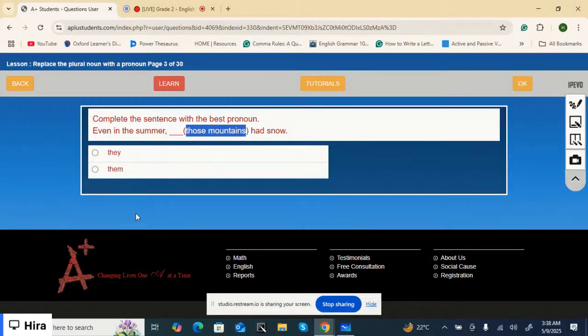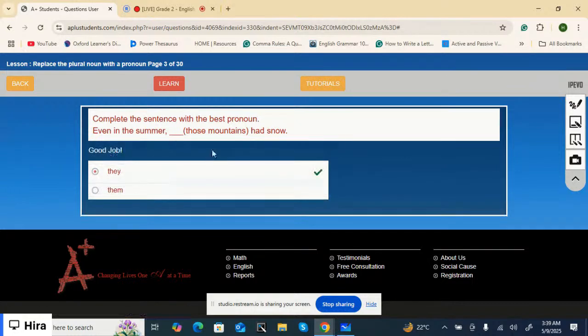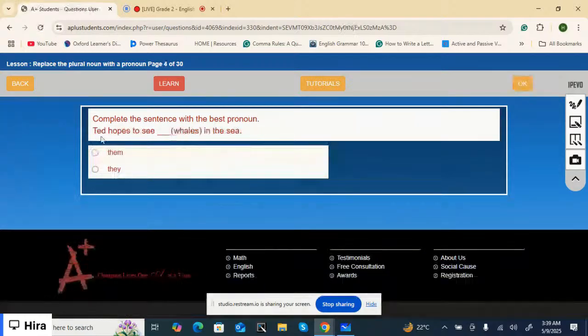Yes, it's they. Even in the summer, they had snow. They is used in place of the plural noun, those mountains. Good job. Ted hopes to see whales in the sea. Well, the noun whales must be replaced with a plural pronoun. So Ted hopes to see them in the sea, or Ted hopes to see they in the sea, which can be used in place of this plural noun whales? Them or they?